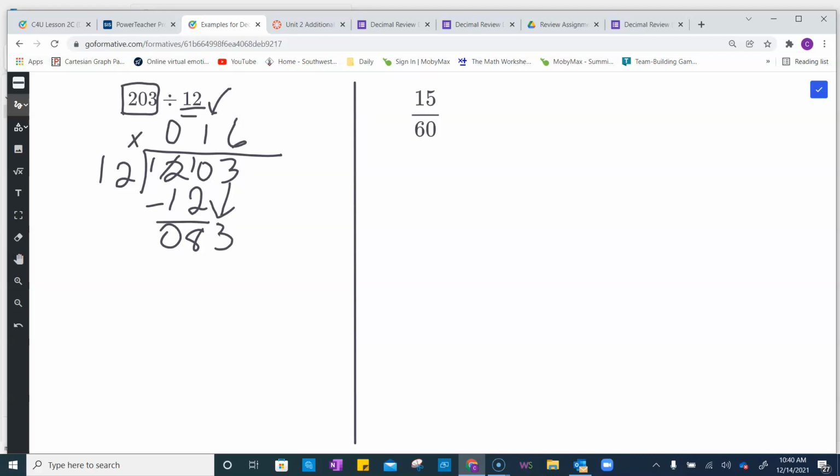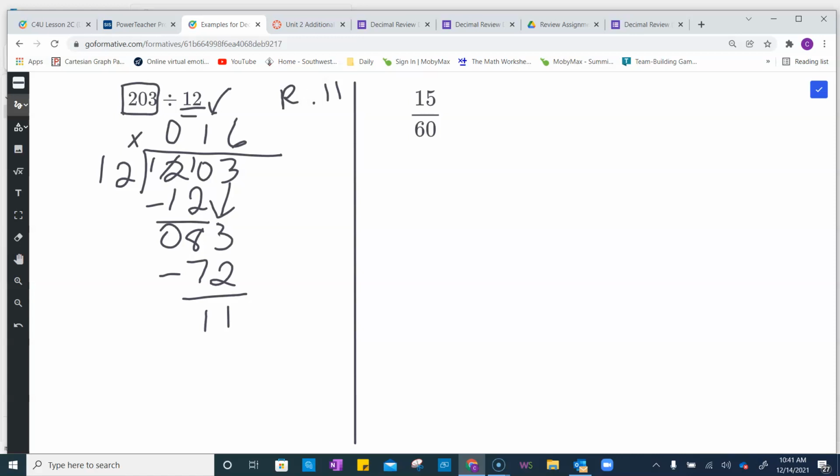12 times 6 is 72. 12 times 7 is 84. 84 goes over. It's too big. We only have 83. We can't take 84 away. But we can take 72 away. That's taking 12 away 6 times. And I get 11 as my remainder. And when you first learn long division, you would say R11. But we're not doing that in this lesson.